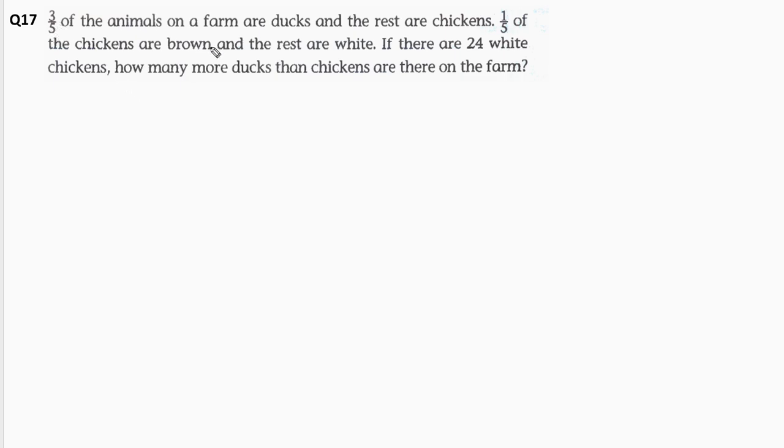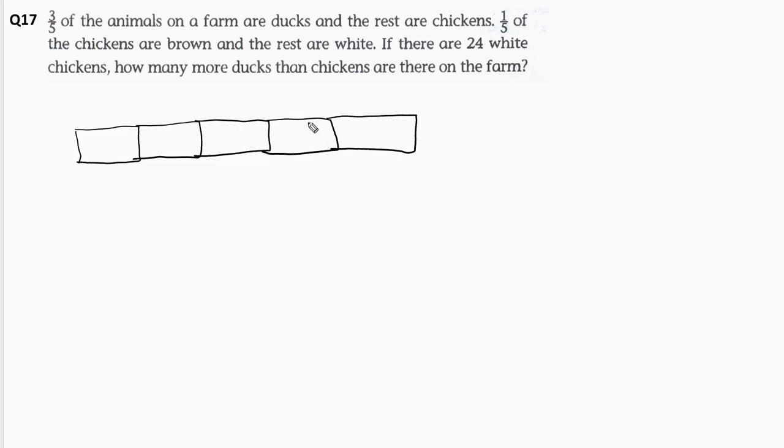Okay, so 3/5 of the animals on a farm are ducks and the rest are chickens. So it would make sense to just draw a bar with 5 equal sized pieces. 1, 2, 3, 4, and 5. So this represents all the animals on the farm. And we're told that 3/5 of the animals on the farm are ducks.